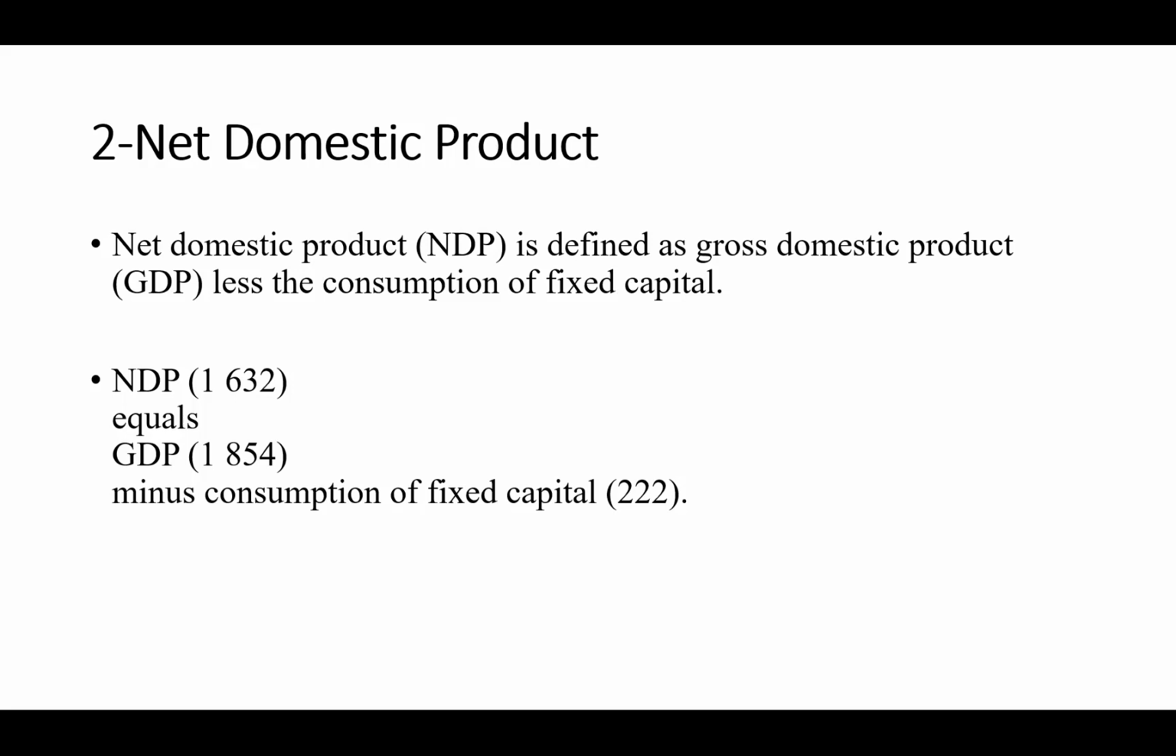Yes, net domestic product is defined as the gross domestic product less the consumption of fixed capital. As you said, all the net values are calculated as the gross minus consumption of fixed capital. So net domestic product is equal to GDP minus consumption of fixed capital, 1,632.